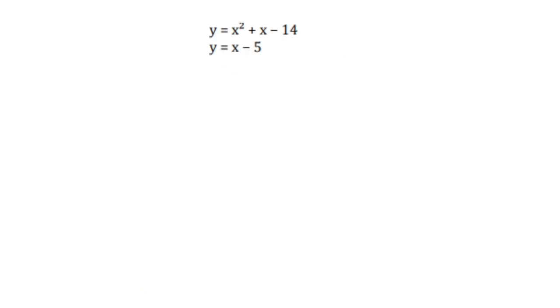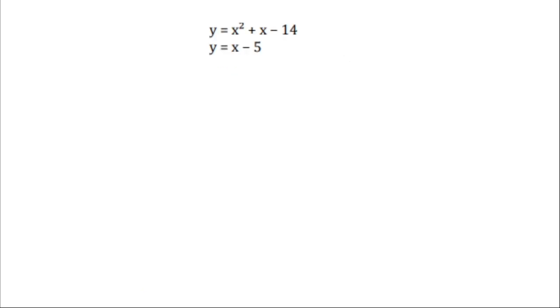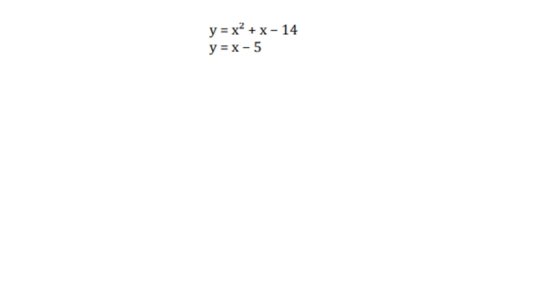Now you can try solving this one. Okay, now I'll show you how to solve this. I decided I'm going to solve this by substitution, but you could also do elimination. So I'll replace this y with an x minus 5, and that equals x squared plus x minus 14.